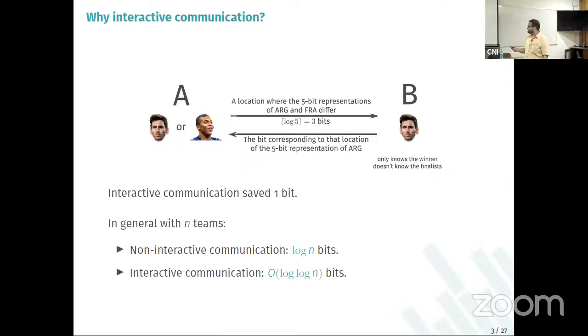And in general, if you have n teams, non-interactive communication would mean you directly send the encoding of the team. That's log n bits. Whereas if interactive communication was allowed and you use this strategy, you first encode one of the log n locations, which takes order log n bits, plus 1 more bit. So in total, you will require order log n bits only. So you have an exponential drop in the amount of communication you require. That's side information.